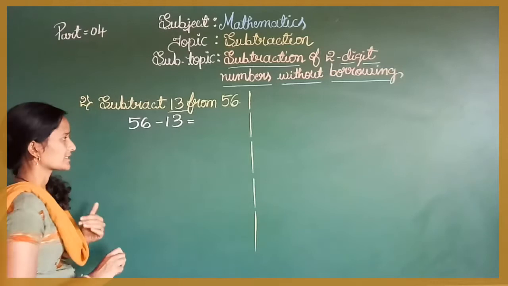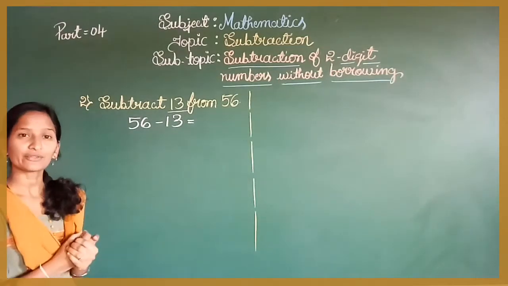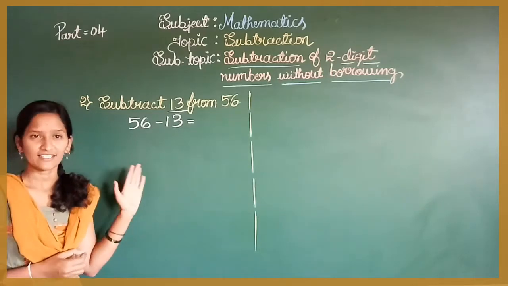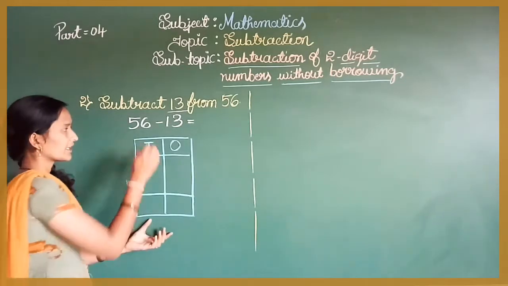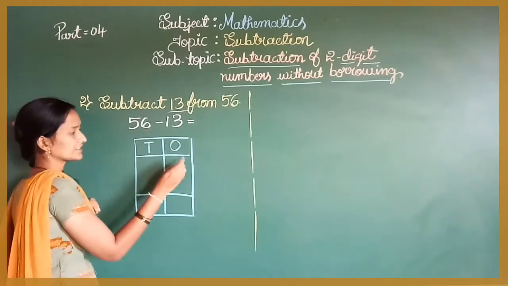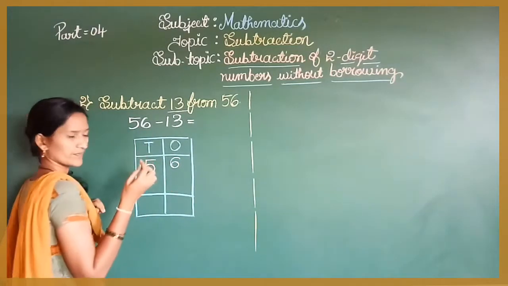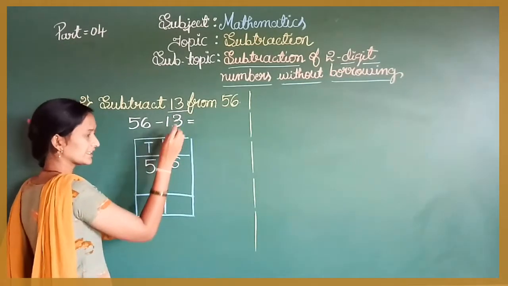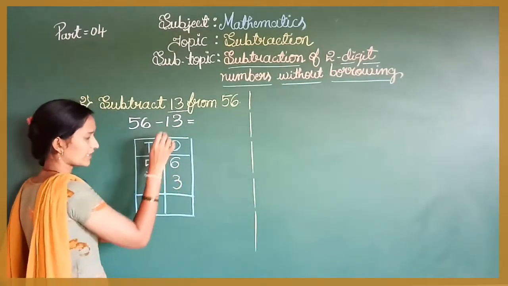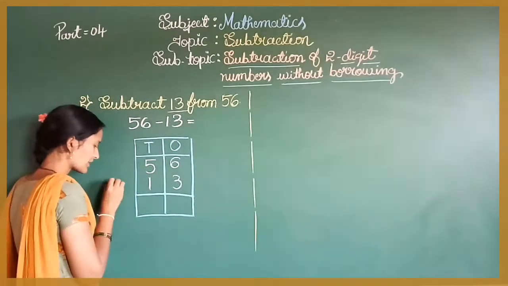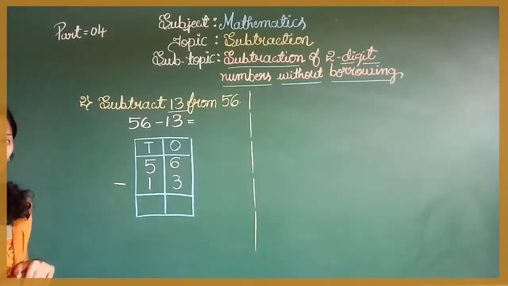Okay? Yes. So the next step is you have to write these two numbers in separate columns of ones and tens. Children, in 56, 6 is in the ones place, 5 is in the tens place. In 13, 3 is in the ones place, 1 is in the tens place. Next, put the symbol of subtraction, minus.